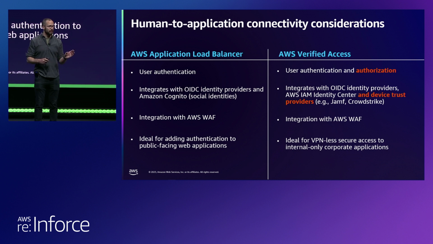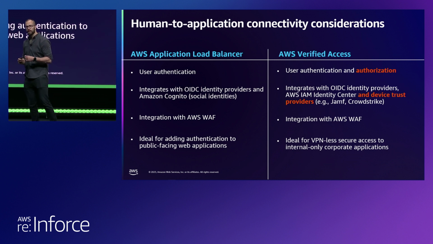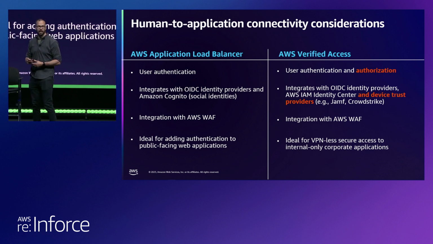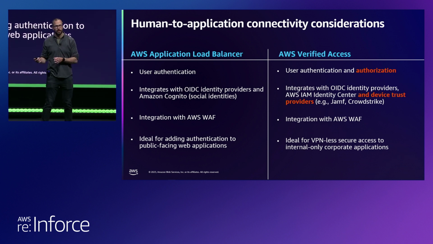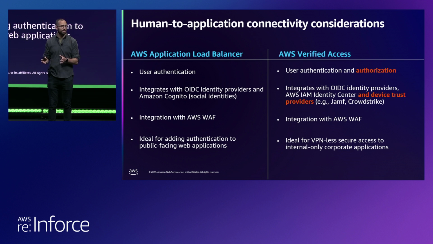And then Application Load Balancer is ideal for scenarios where you may want to add authentication to your public-facing application, whereas the AVA use case is more focused on these private corporate applications that you want to give access to without having to set up a VPN.